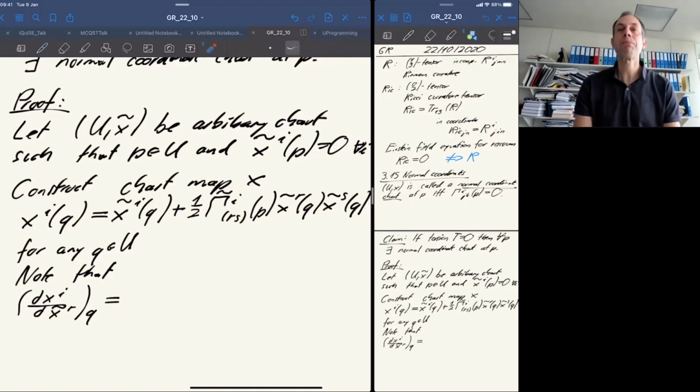Sorry? Yes? Question. Is it clear that this new chart map is actually bijective? That it's injective. Well, yeah.